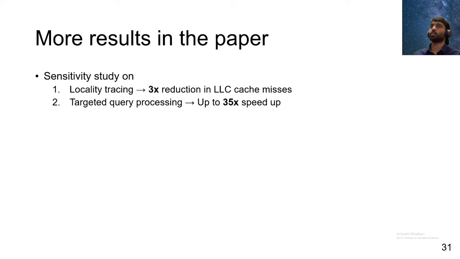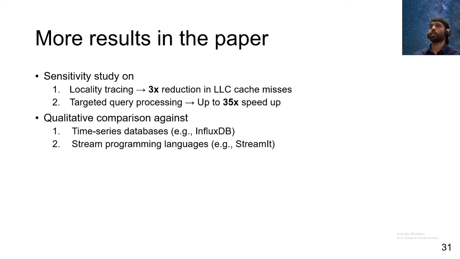We have more results in the paper. For instance, we conduct a sensitivity study on individual optimizations in LifeStream and show that locality tracing can reduce last level cache misses by about 3 times, and targeted query processing can further improve the performance by about 35%, depending on the degree of overlap between input streams. We also have an extensive qualitative comparison against other frameworks like time series databases and stream programming languages. And we show that LifeStream is better suited for physiological data processing, both in terms of programmability and performance.